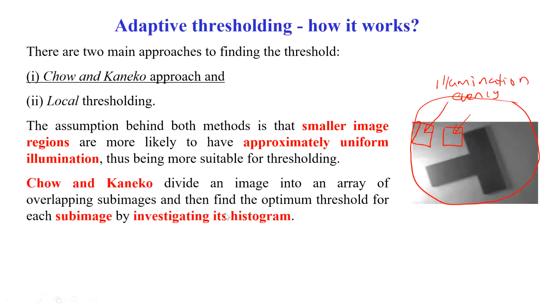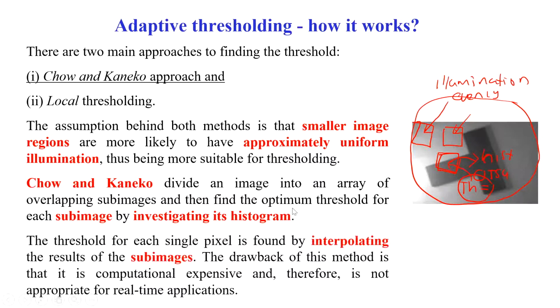For the Chow and Kaneko method, it relies on the combination of the Otsu method in a small patch area. So what do Chow and Kaneko do? It works on a small area region. Next we construct the histogram, and from the histogram, by using Otsu, we find a single threshold value. This threshold value is then used to threshold that area of the image. So this is basically the Chow and Kaneko approach.